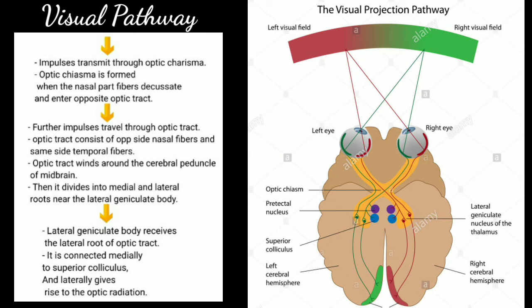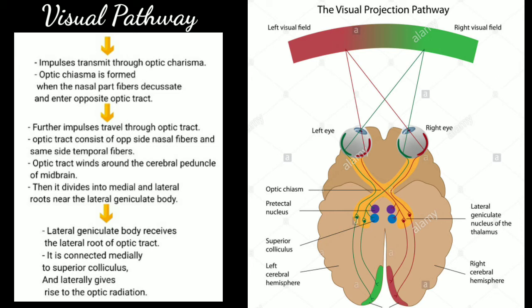Then moving further, the optic tract winds around the cerebral peduncle of the midbrain, and then the optic tract divides into medial and lateral roots near the lateral geniculate body. Now the lateral geniculate body receives the lateral root of optic tract. It is medially connected to superior colliculus and laterally it gives rise to the optic radiations. Now, neurons of the lateral geniculate bodies are termed as the third order neurons.